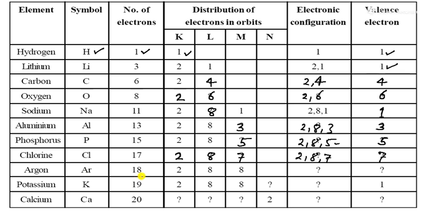Now argon, it is 18. So 2 8 8. It is 2 8 and 8. So in the outermost shell, there are 8 electrons. Their octet is complete.